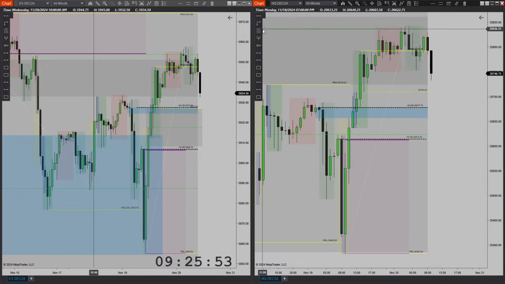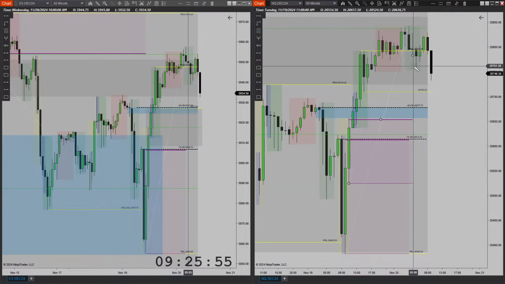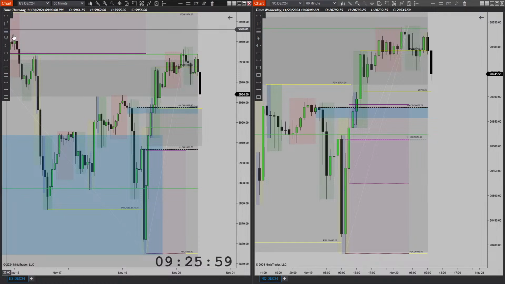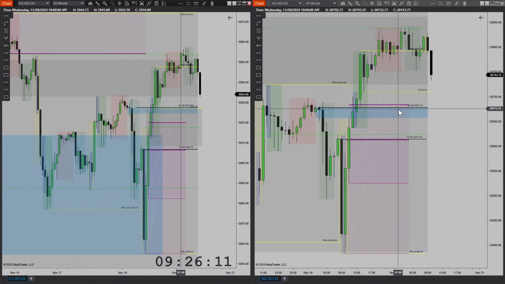But I also want to use this right here, because this is where the move started yesterday after the 9:30 open. This is where that initial trade took place, or I believe it was up here somewhere, but this is where that initial trade took place. So again, I am watching these areas to see what happens in that area.